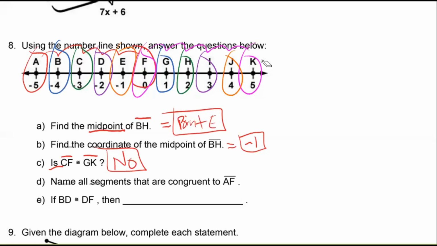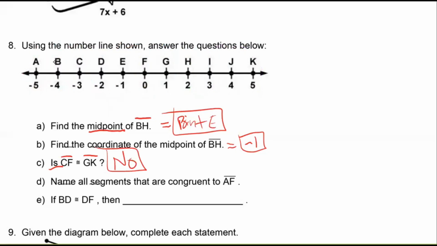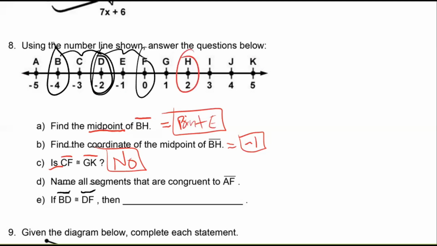So let's erase all these pretty colors. Now, if segment BD is congruent to DF, then let's look at B. From B to D, that's just 1, 2. That's congruent to D to F. From D to F, that's 1, 2. Then you could pick any one that you want. So let's just pick a different color. Let's just say H, 1, 2.